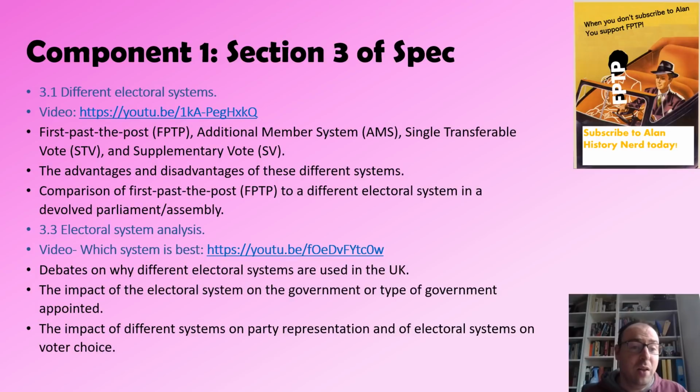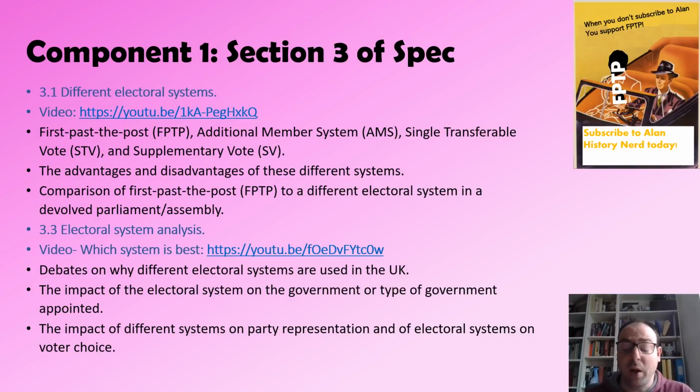And the second one in there is then 3.3, which is the electoral system analysis. So the different electoral systems and the electoral system analysis obviously fit together very nicely. So debates on why different electoral systems are used in the UK, the impact of the electoral system on the government, or the type of government you get, so whether you get coalition governments or minority governments or clear majorities, the impacts of different systems on party representation, and of electoral systems on voter choice. So this again would suggest that maybe some kind of assessment of the different electoral systems used in Britain, about which one's best suited, about whether first past the post is still the option that should be chosen.